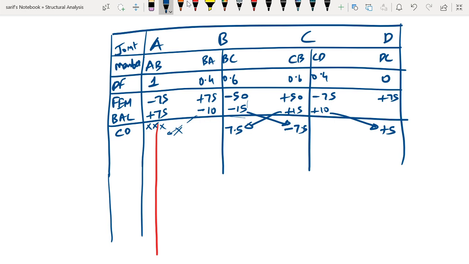Now what the carryover will do is the carryover will disturb the equilibrium of the interior supports, so we need to balance them again. So we are going for another balancing. This is cycle number 1, so the next balancing will take it to cycle number 2. So 7.5 has to be balanced. We need to add minus 7.5, which will be distributed in the ratio minus 7.5 into 0.4. So minus 7.5 into 0.4 will be the distribution.